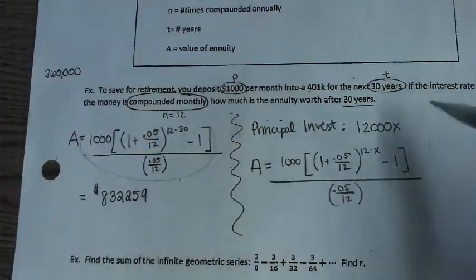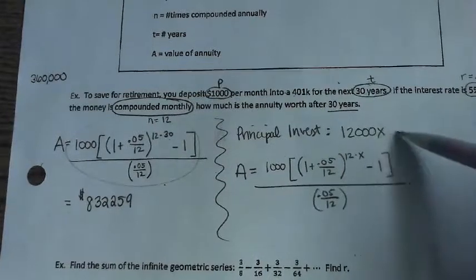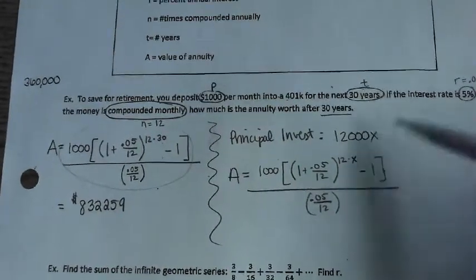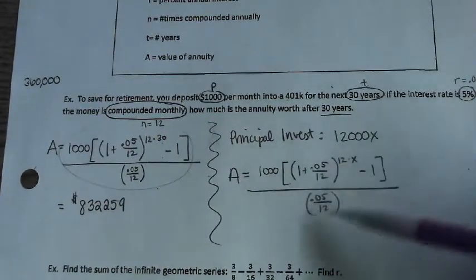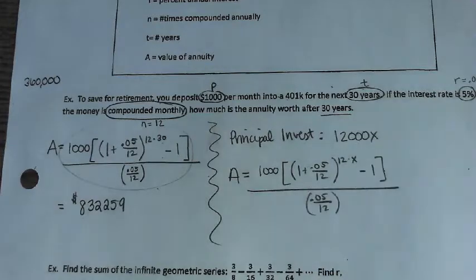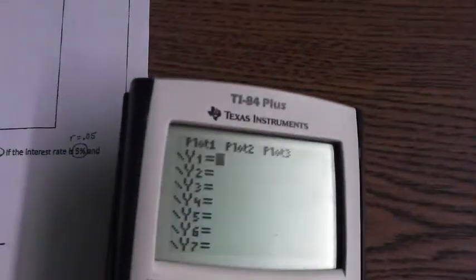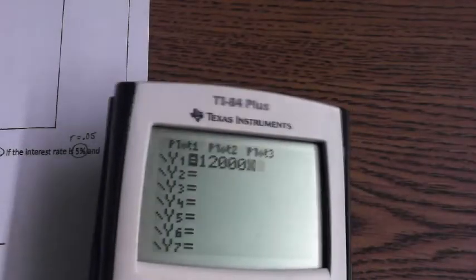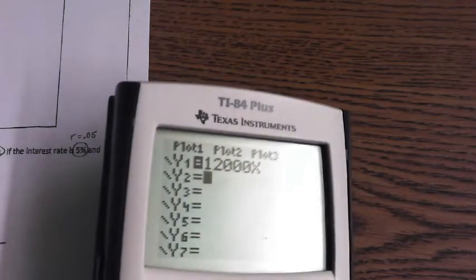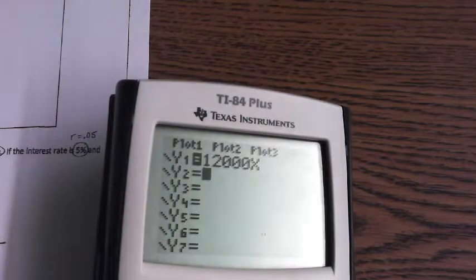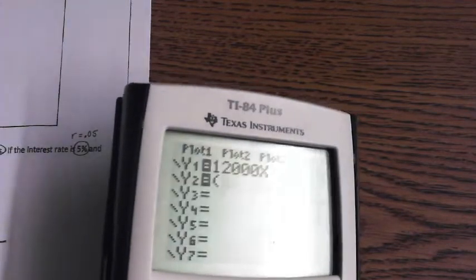And I want to look at the principal investment and how that grows year by year versus the annuity and how that grows year by year just by kind of looking at a diagram. So give me a moment. There's 12,000 X. And here's my next one. Oh boy. I need a big set of parentheses around my numerator.